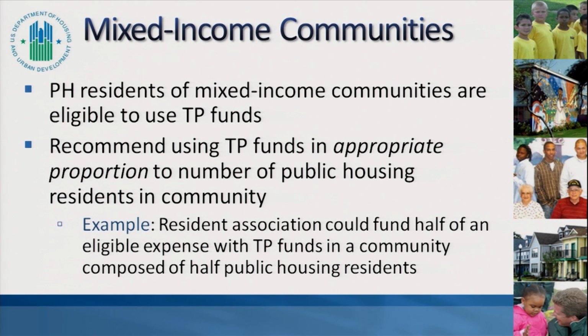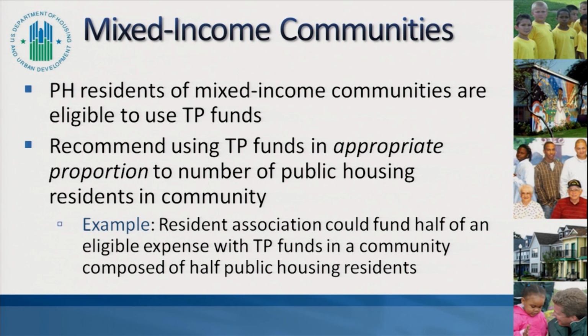Mixed income communities. When the first notice on tenant participation funds came out, really there weren't a lot of mixed income communities around. But now, through Hope 6, through Choice Neighborhoods, there's a lot of mixed income communities where public housing residents are living next door to market rate residents, affordable housing residents. So how do you use tenant participation funds when tenant participation funds are supposed to flow to the advantage of public housing residents and not market rate residents?